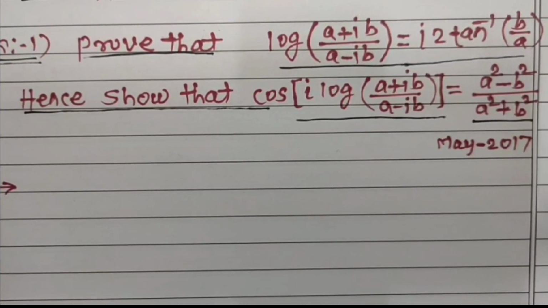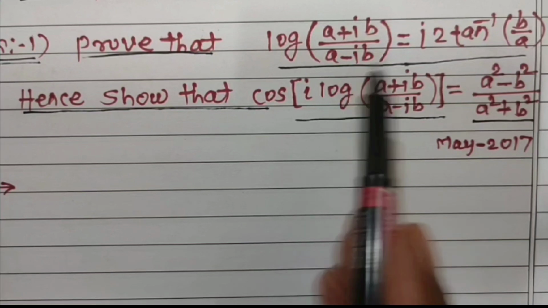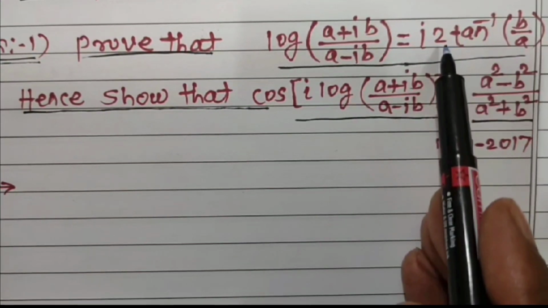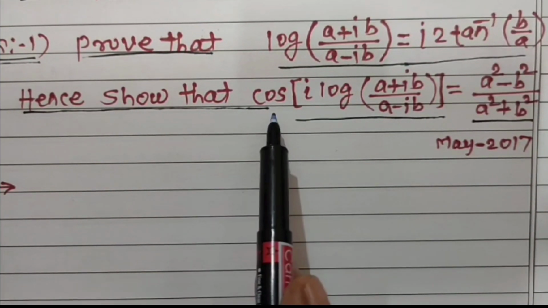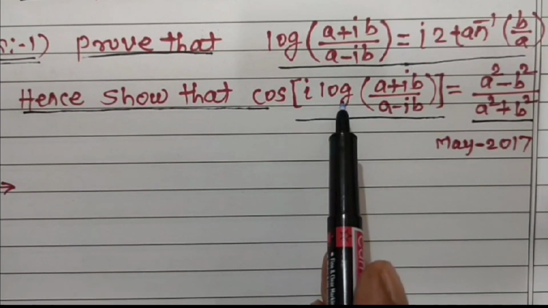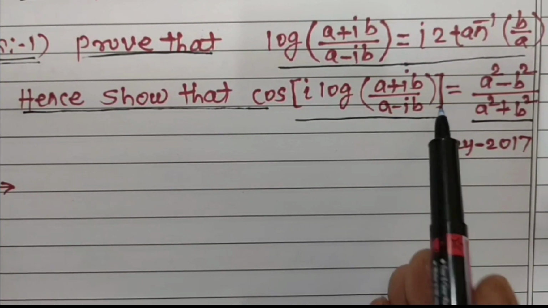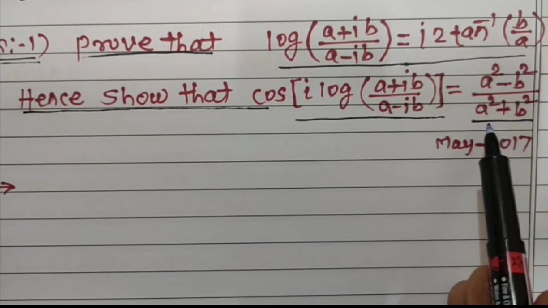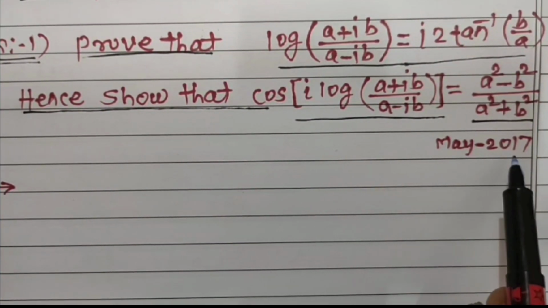Let us solve sum number 1. Prove that logarithm of a plus ib divided by a minus ib is equal to i into 2 times tan inverse b upon a. Hence show that cosine of bracket i into logarithm of bracket a plus ib divided by a minus ib bracket close is equal to a square minus b square divided by a square plus b square. And this problem appeared in May 2017.